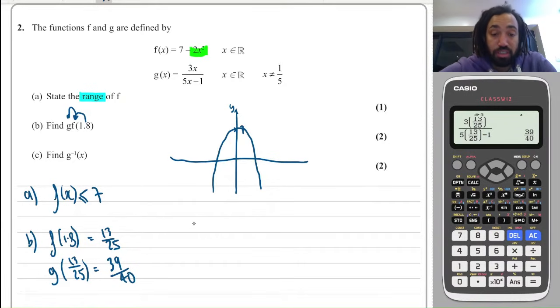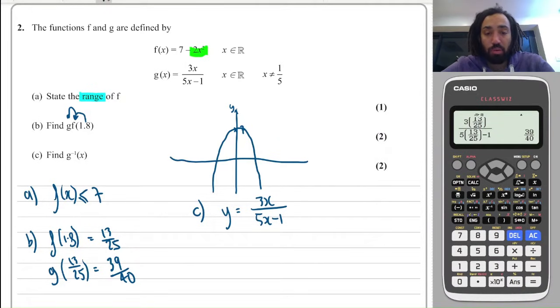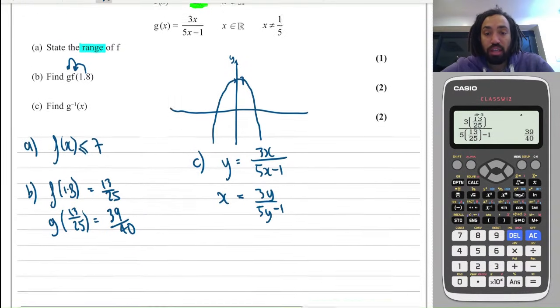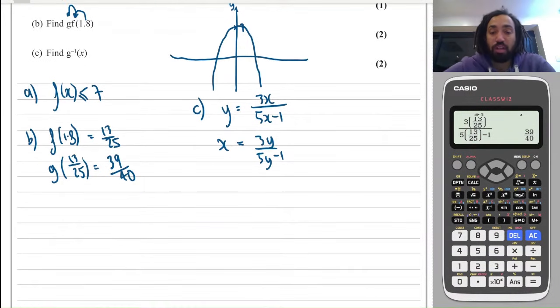And the inverse function is next. Well, the way that I work out the inverse function is I write y equals 3x over 5x minus 1. And then what I want to do is I want to swap the x's and the y's. So that y will become an x, and these x's will become y's, which is essentially reflecting the function in the line y equals x, which is what an inverse does. Then I need to make y the subject.